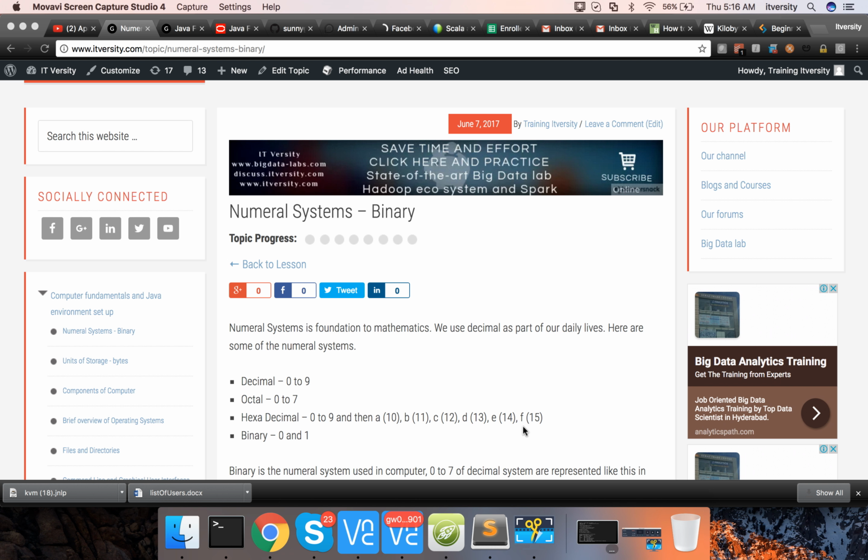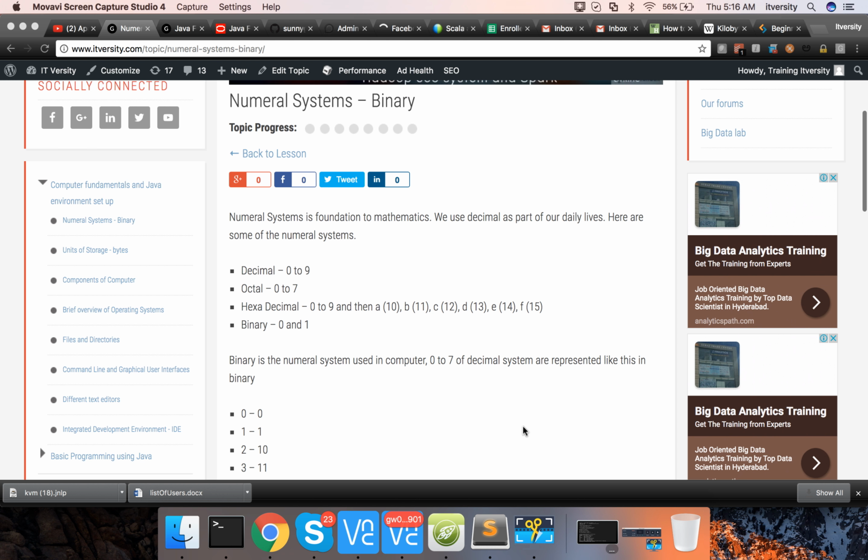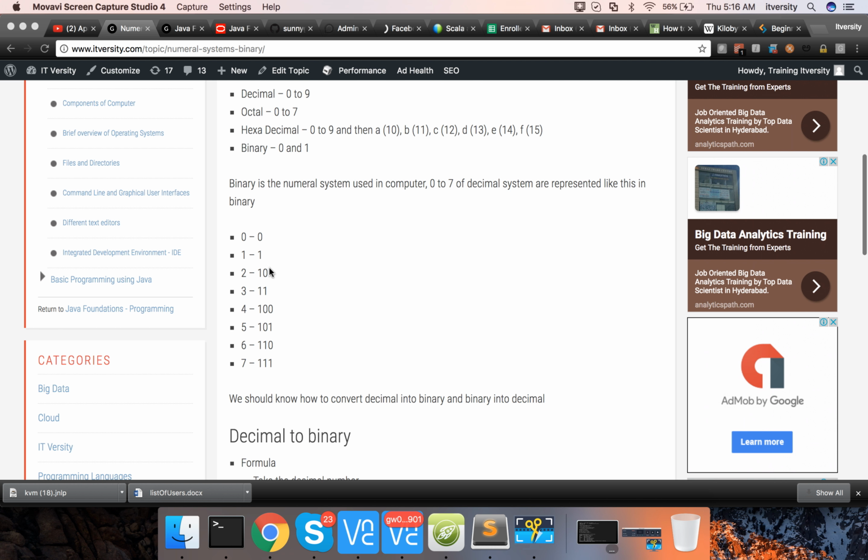And the currency, everything is actually represented using the decimal system. On top of the decimal system, we have other popular systems also: octal, hexadecimal, binary. They are often used in mathematics rather than in real life. But when it comes to computers, binary is the numeral system that is used. And here are numbers from 0 to 7, which are in decimal format.